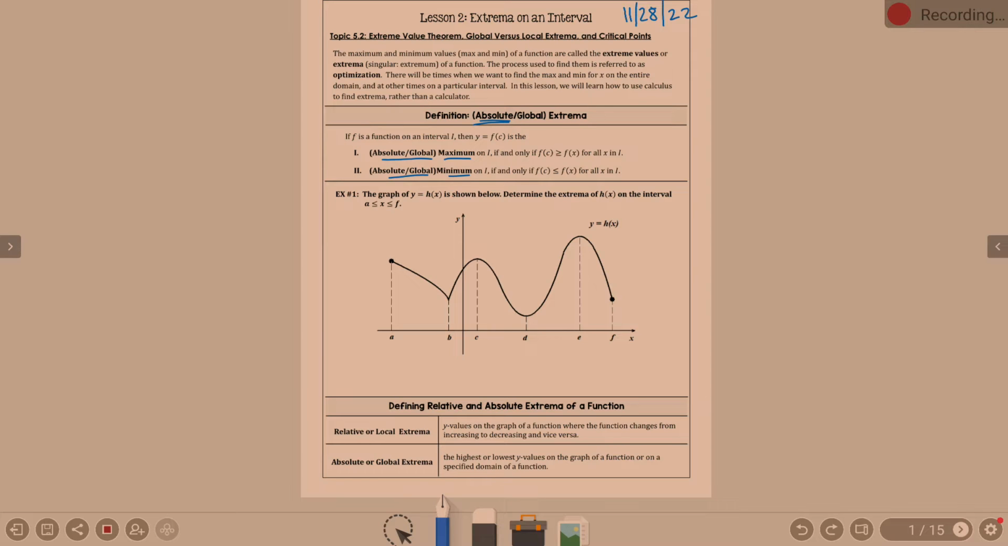Look at example 1 with me real quick. Determine the extrema of h of x on the interval a through f. So, give me a point and tell me what you see.